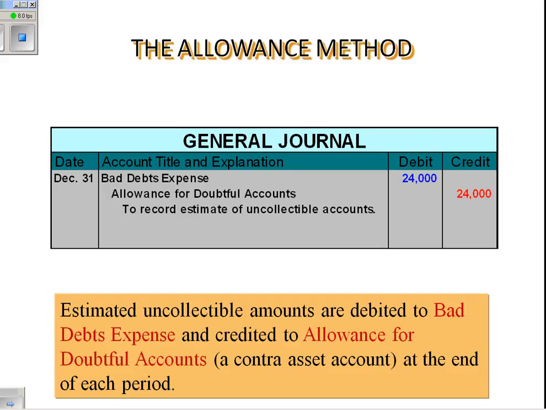An example for the allowance method is as follows. Estimated uncollectibles are debited to bad debt expense and credited to allowance for doubtful accounts, a contra asset account, at the end of each period. Remember, a contra asset is an asset with a credit balance.